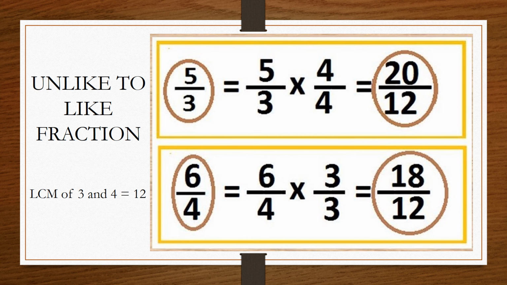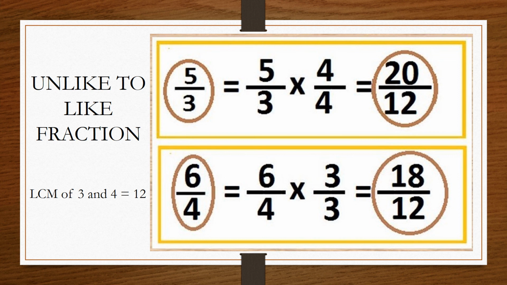Remember, to compare, you have to change to like fractions. Like fractions means the denominators are same. So how can you make the denominators same? You have to just find out the LCM of the denominators. So the LCM of 3 and 4 will be 12. So you have to make the denominator 12.